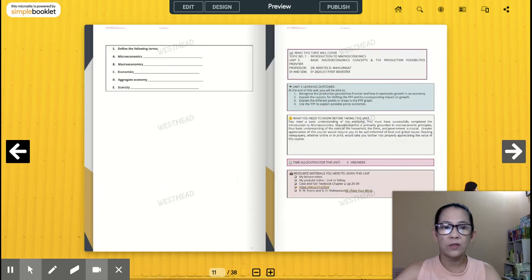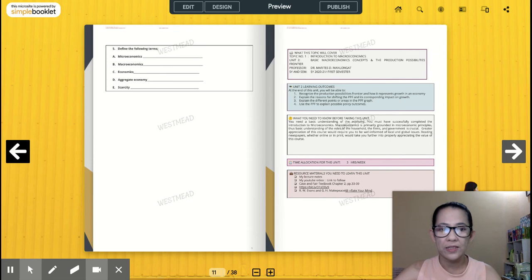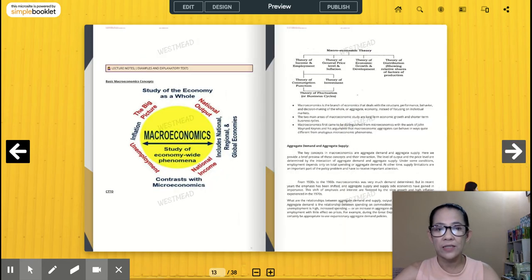The next unit will be on the production possibilities frontier. If you remember, this was also discussed partly in microeconomics, but this is very important for macro because as we'll be discussing a lot of items and concepts about economic growth, the production possibilities frontier is one of the major and basic models that is presented in macroeconomics.